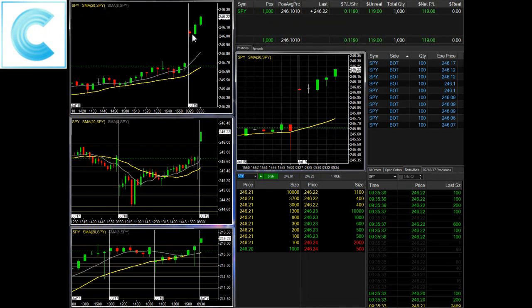And just to reiterate, this little red bar here is a pre-market bar. Same thing with, I believe, this one and this one here.